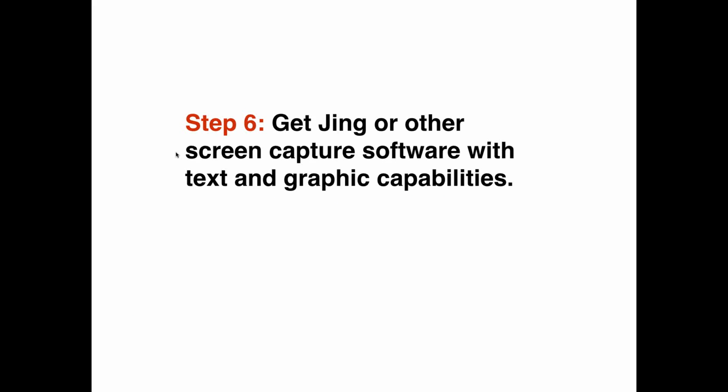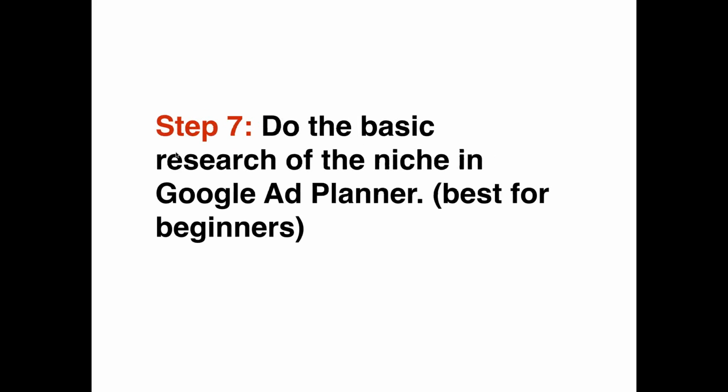Number 6 is to get Jing or other screen capture software with text and graphic capabilities. Jing is free from TechSmith. You can also use Snagit or even the screen capture on your computer, and you can pull it into a PowerPoint, a Keynote, or an Open Office or Google Doc and add words to it. But Jing is really easy because you can take a screenshot and it gives you the option of making arrows, boxes, and adding text to it.